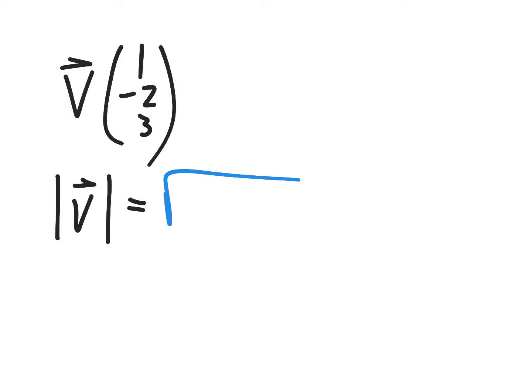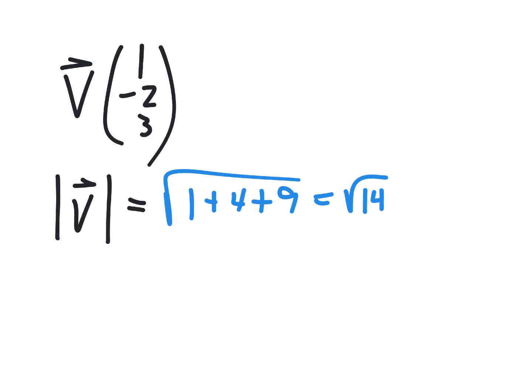So what is the square of the 1? 1. And what's the square of the negative 2? 4. And the square of the 3? 9. Sorry, dang it, square of the 3 is 9. So then, square root of? Oh, 14, okay. So, raise your hand if you had square root of 14. Good, that's a magnitude.